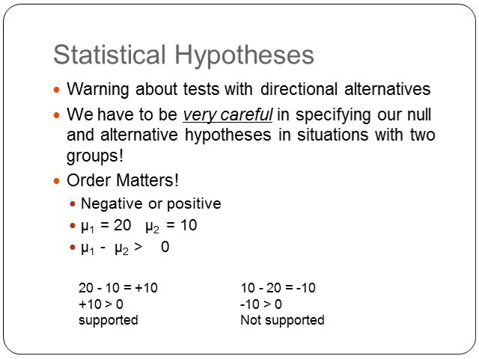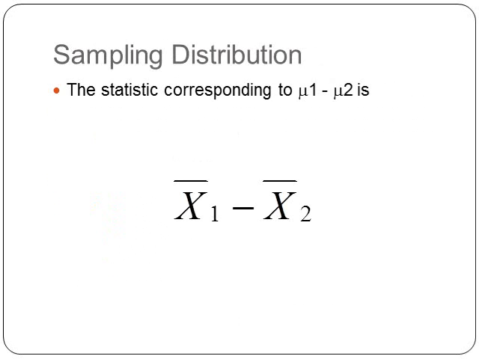A warning about directionality: just be careful when you follow the direction. Order matters. A negative in this case, or a positive if you have mu of 20 and mu of 10. The direction of that hypothesis matters. 20 minus 10 is a positive, whereas 10 minus 20 is a negative. So just be careful when you choose a direction. Also set up your hypothesis appropriately. So the statistic corresponding to mu1 minus mu2 is x bar 1 minus x bar 2.